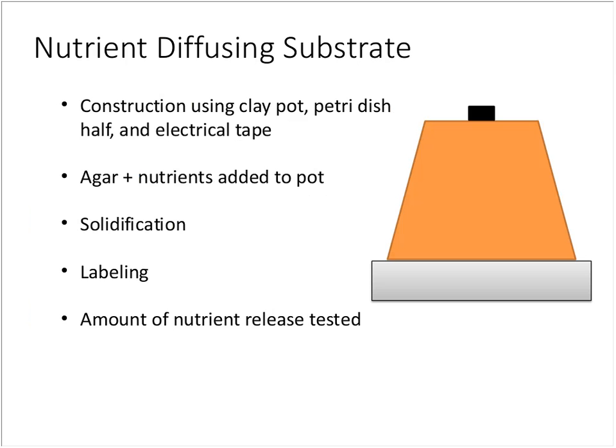We tried a lot of glue and other stuff that just ended up falling apart when it was submerged in water. So once we had our design, I put agar with nutrients in it into each pot. I let them solidify, and then I labeled them by light level and nutrient treatment. Then we tested whether or not these would actually let nutrients out into the water by putting a couple of them in a bucket of distilled water and tracking how much was released over time. We found out, yeah, they let out a lot of nutrients, hence nutrient-diffusing substrate.